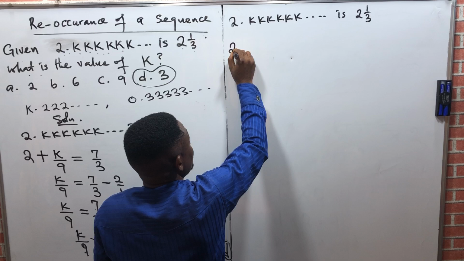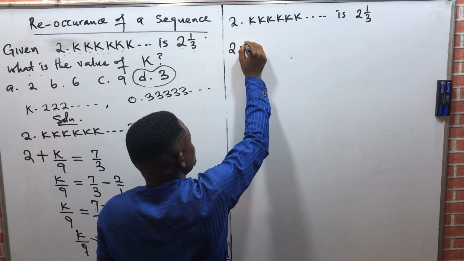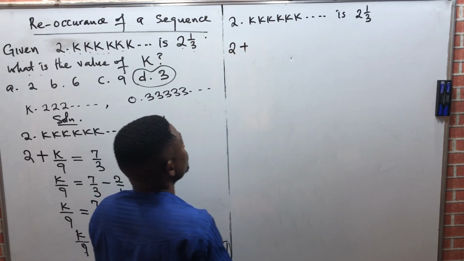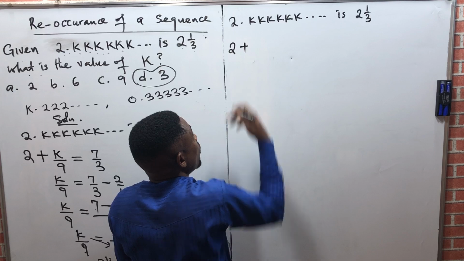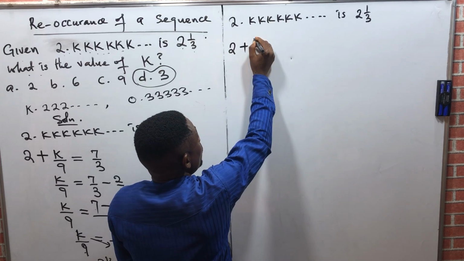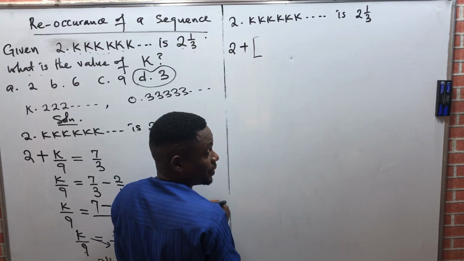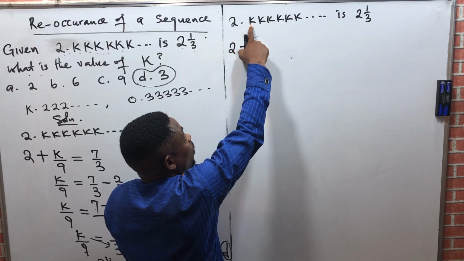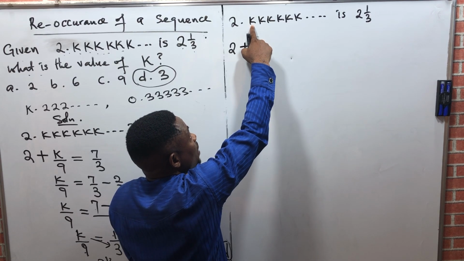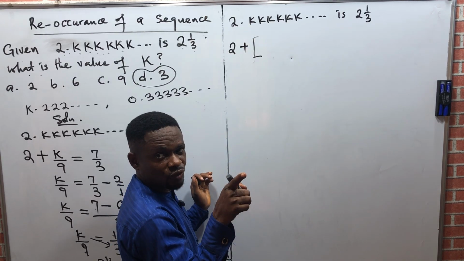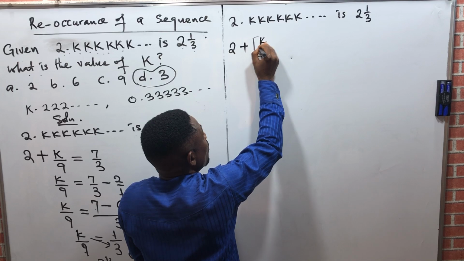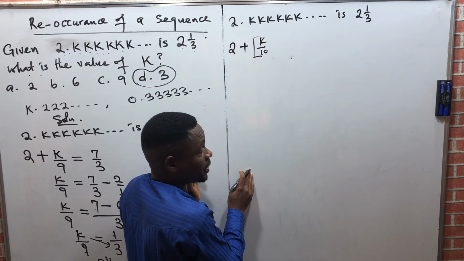So this is 2, right? And these dots now mean plus. What we are going to do now is that this is a recurrence of a sequence. We now open the brackets. Now the first one is K. So to one decimal place, if you are converting it into a fraction, it is K all over 10.